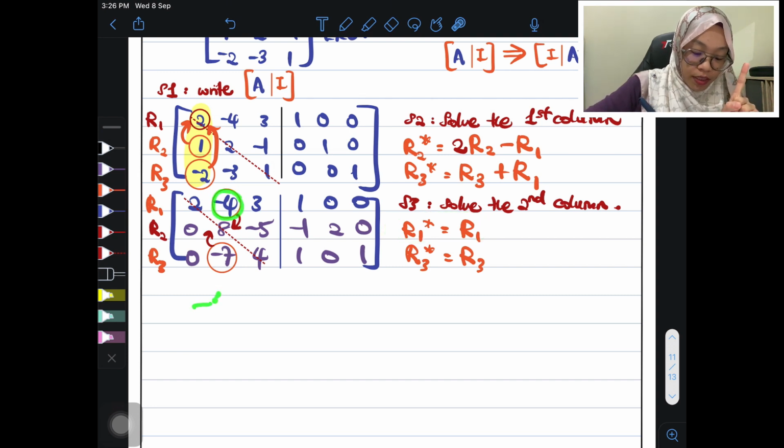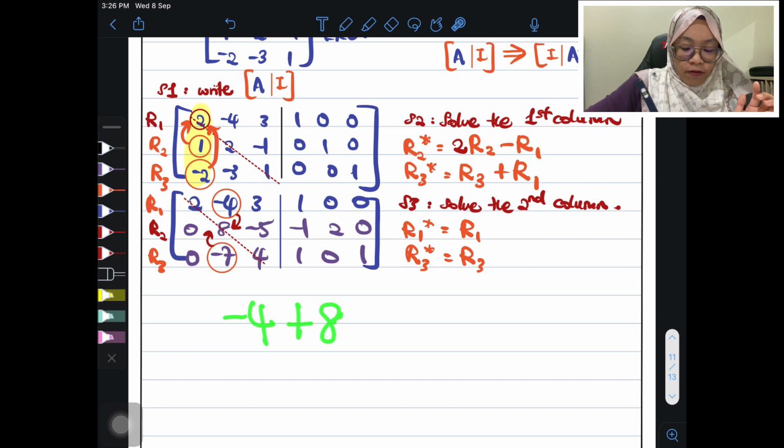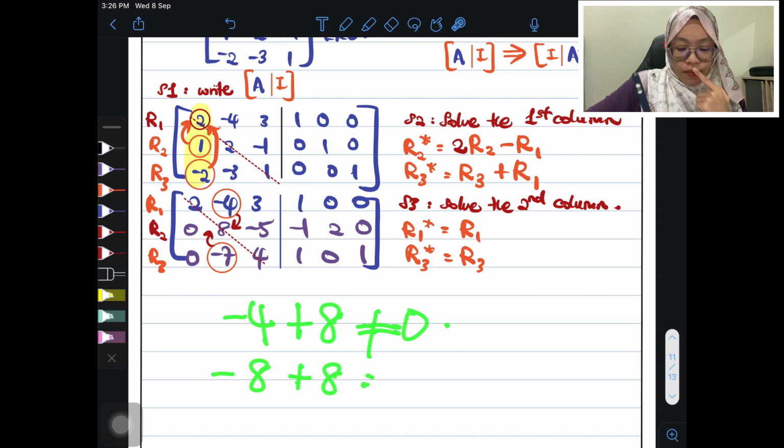The new first row here, this is -4. And then dia mesti tambah ataupun tolakkan dengan row kedua. The thing is, -4 plus 8 is not 0 yet. It's not 0. How do I make it 0? It must be becoming -8 plus 8. Baru 0.